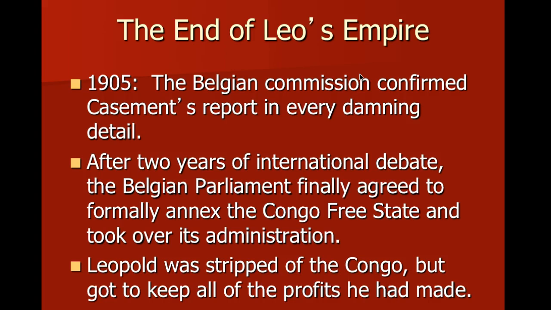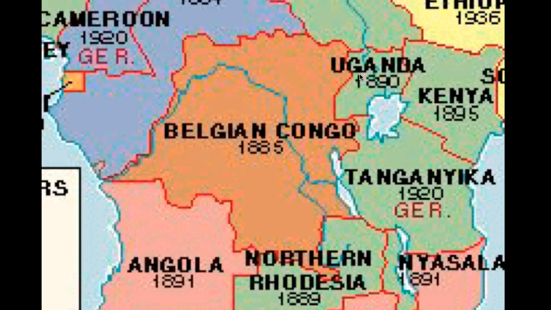It remained a Belgian territory, but Leopold was stripped of the Congo, but he got to keep all the profits he made. So essentially, the king was slapped on the wrist, told to get out, but his legacy is what remains.